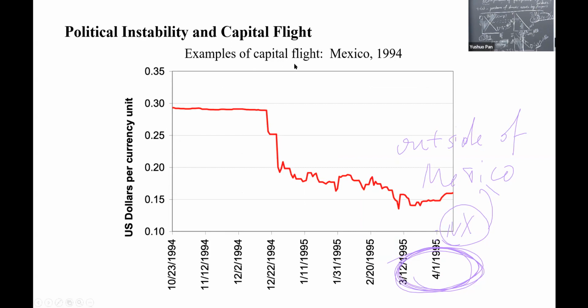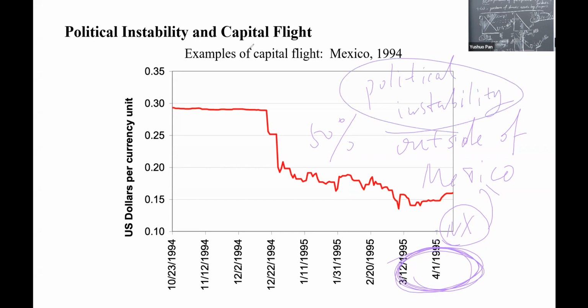So this is the example of capital flight in Mexico. This is the exchange rate of pesos. You can see after 1994, the exchange rate for pesos decreased by a huge amount, almost 50%, just because of the political instability. Because of this, the NCO goes up, and that will cause E to decrease. That's it. That's the last material in this chapter.